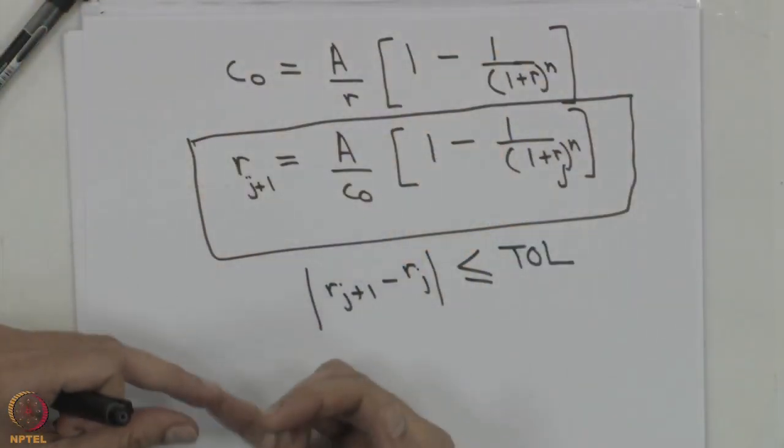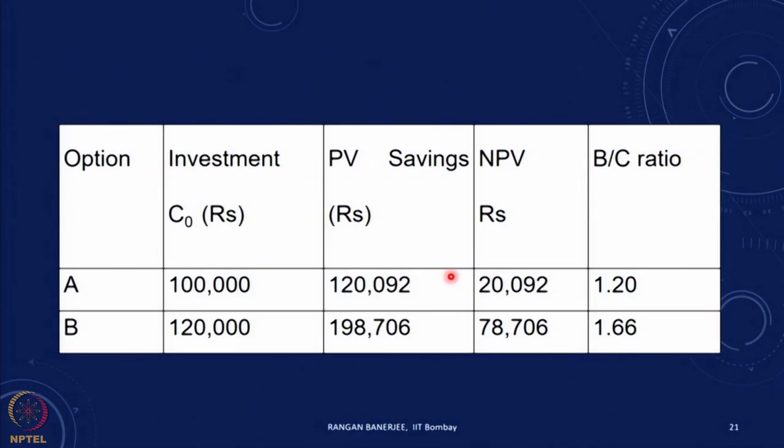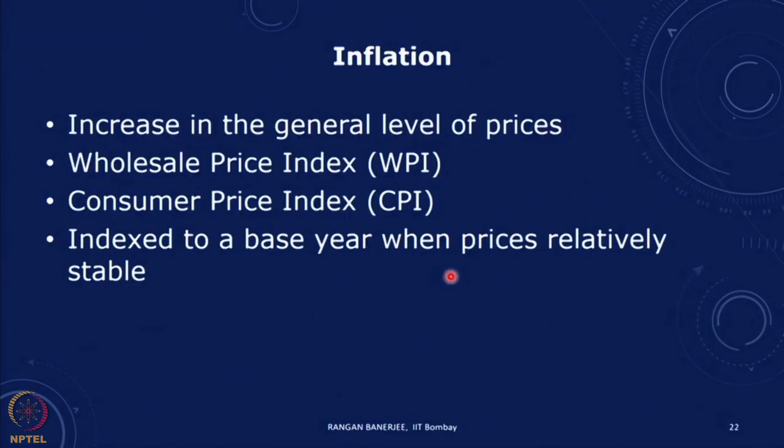So, we have seen now the three methods: the net present value, benefit by cost ratio and internal rate of return. And now, let us do one example. I had already told you about the other case where we said A and B, which had a life of 3 years and 8 years, and we could calculate and use the CRF values, and you can find that this is the B by C ratio for B, and the net present value for B turns out to be higher. You can cross check these numbers.